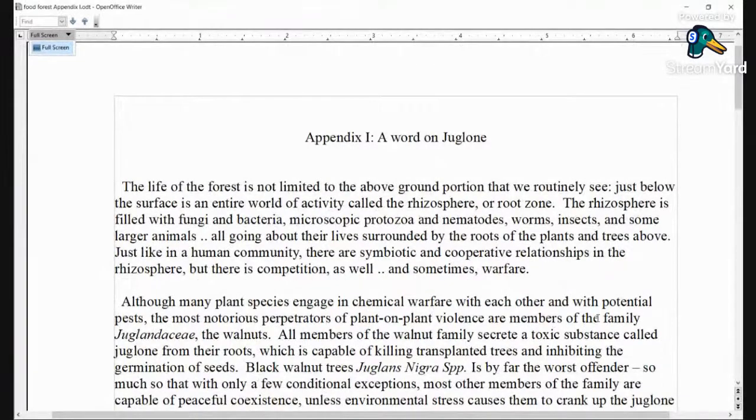Okay, here we go. Appendix one, a word on juglone. The life of the forest is not limited to the above ground portion that we routinely see. Just below the surface is an entire world of activity called the rhizosphere or root zone. The rhizosphere is filled with fungi and bacteria, microscopic protozoa, nematodes, worms, insects, and some larger animals, all going about their lives surrounded by the roots of the plants and trees above. Just like in a human community, there are symbiotic and cooperative relationships in the rhizosphere, but there's competition as well, and sometimes warfare.